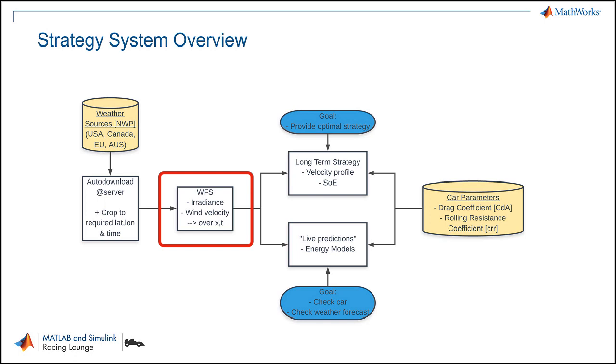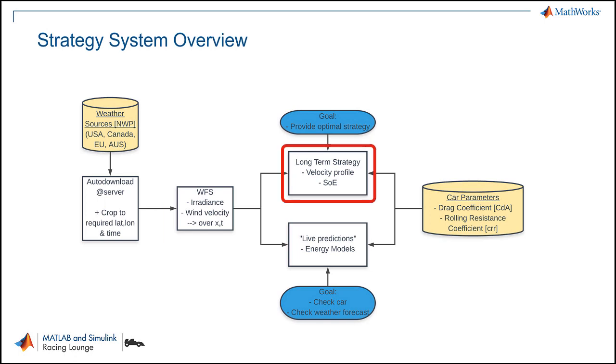Then we send this weather forecast into what we call a long-term strategy, which basically gives us a velocity profile over time, telling us this is the velocity which you need to drive at this particular time. You can imagine that on day two there are a lot of clouds. Then you maybe want to drive faster on day two because you want to skip those clouds, right?